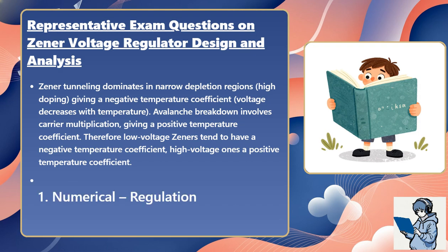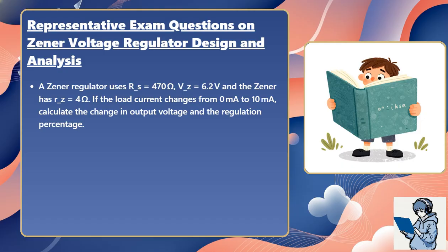3. Numerical regulation. A Zener regulator uses R sub S equals 470 ohms, V sub Z equals 6.2 volts, and the Zener has R sub Z equals 4 ohms. If the load current changes from 0 milliamps to 10 milliamps, calculate the change in output voltage and the regulation percentage.